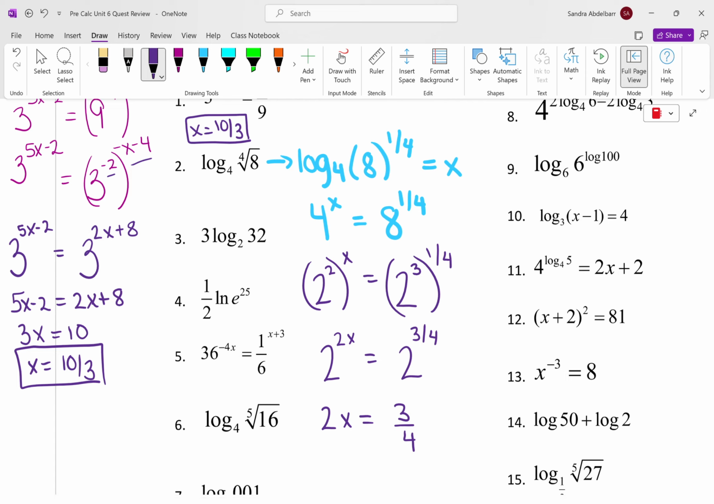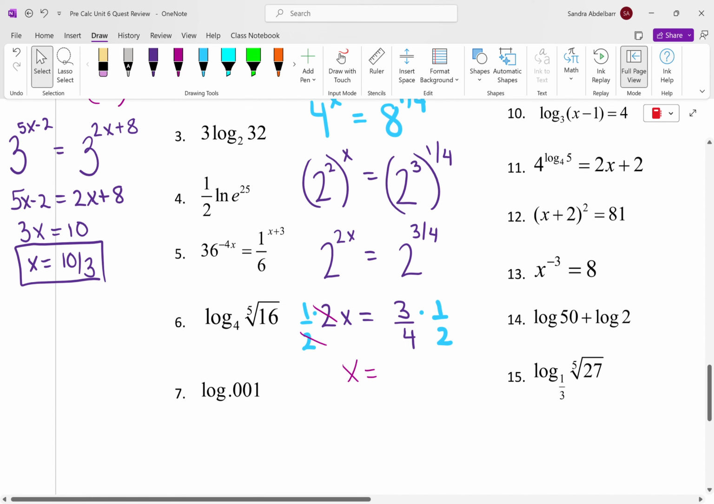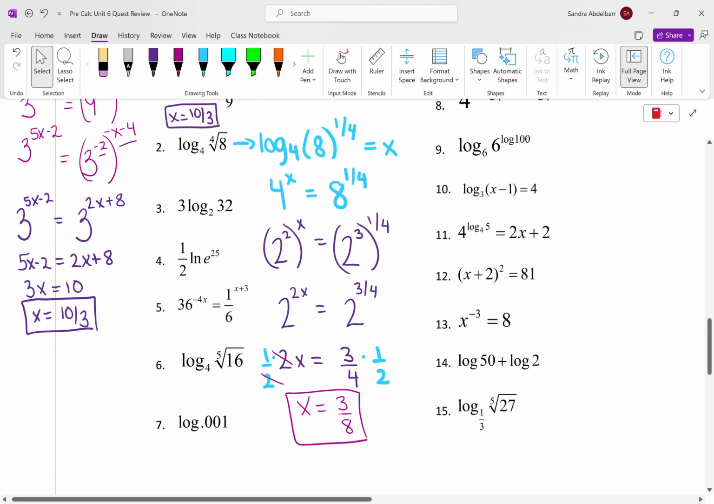I have to get x by itself, so I can divide by 2. But dividing by 2 is the same as multiplying by what? Multiplying by a half. So that's what I'm going to do. I'm going to multiply by a half here and multiply by a half here. That way these cancel and I get x equals 3 times 1 is 3, 4 times 2 is 8.